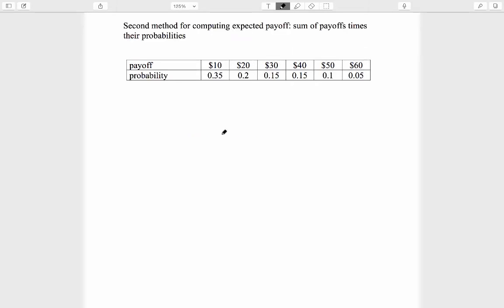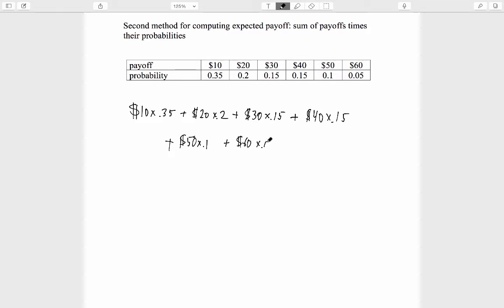By the second method for computing expected value, we relentlessly multiply payoff times probability of obtaining that payoff. So $10 times 0.35 plus $20 times 0.2 plus $30 times 0.5. Right? We're taking each payoff and weighting it by its likelihood of occurrence. Plus $40 times 0.15 plus $50 times 0.1 plus $60 times 0.05. Please do not omit the 0 in 0.05. When we compute, lo and behold, it turns out that this also equals $27.